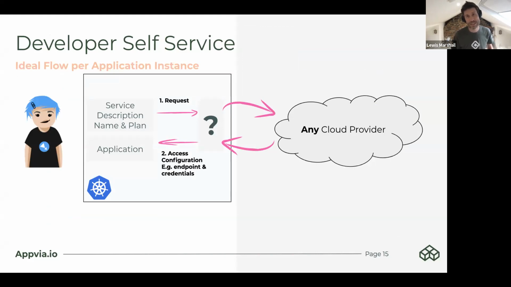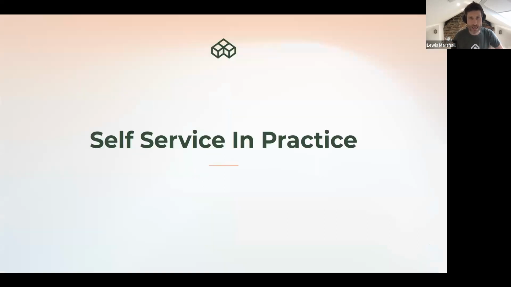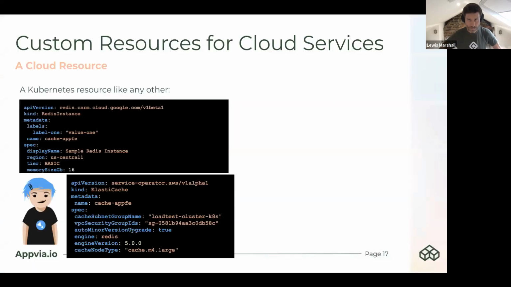You provide that request to something in the industry that would be able to broker that to any cloud provider and get the concerns, the things that your application actually depends on, which would be configuration for the access of that library, the endpoints and credentials typically for a cloud service, not all the other bits. So self-service in practice, well, here we have a cloud resource in Kubernetes. That would be a great way of providing one way of self-serve, and it's something that's rapidly evolving in the industry at the moment.